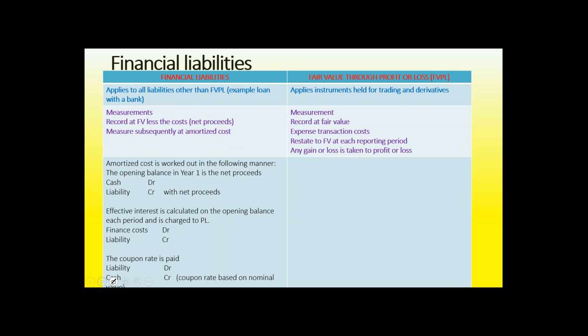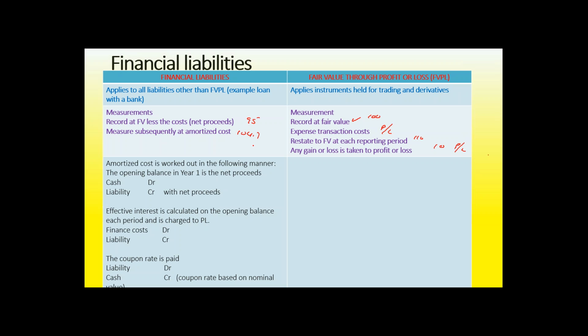As you see, we record it at the fair value, without the transaction cost. Transaction cost we charge to the P&L. Restate at the fair value at each year. So it was originally 100, restated at 110, and the gain or loss was taken to the P&L. But if it is a financial liability, recorded at fair value less cost, which is recorded at 95, subsequently measured at amortized cost. In that case, we add the effective rate, deduct the coupon, and we show it as something like 104.7.